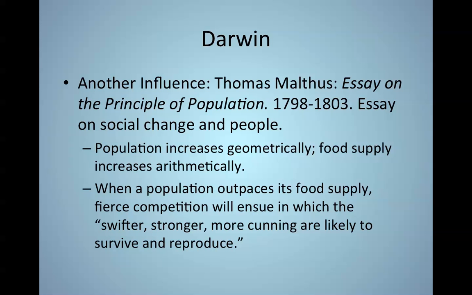He'd seen this with animals in a different area, and he applied the same thing to people. He said, when a population outpaces its food supply, fierce competition will ensue in which the swifter, stronger, more cunning are likely to survive and reproduce.